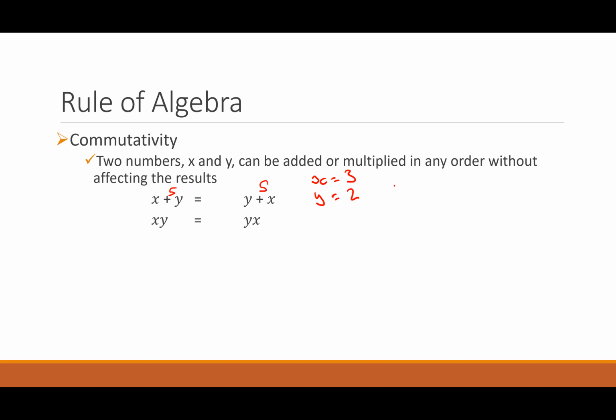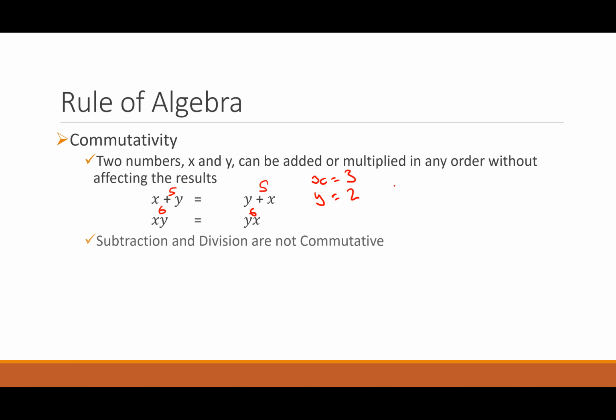And the same for multiplication. If you did x times y, that gives you the same result as if you did y times x. So 3 times 2 equals 6, or 2 times 3 equals 6. So the operations addition and multiplication are said to be commutative.